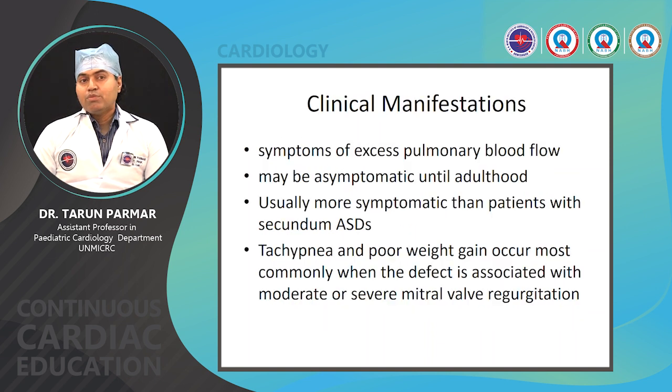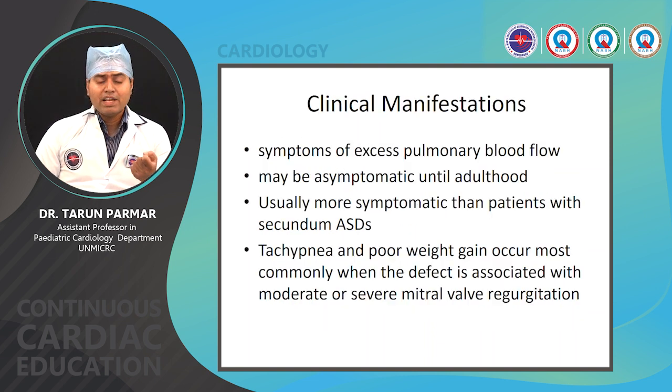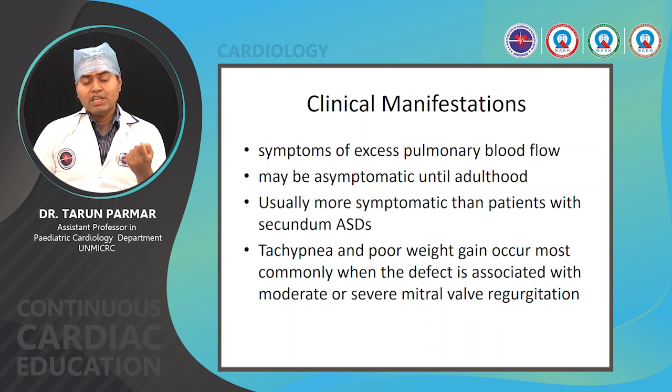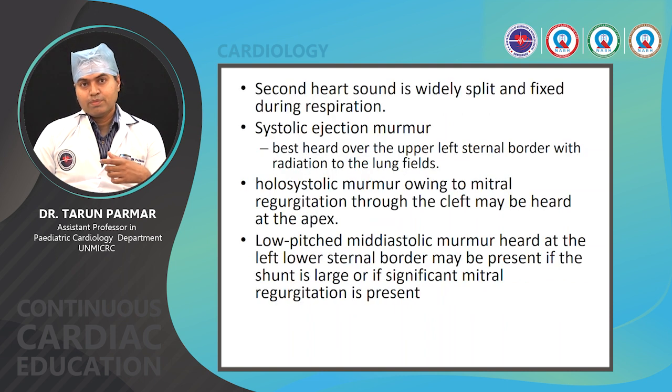So what are the clinical manifestations? These are more or less like a large ASD. There is increased pulmonary blood flow, which will lead to poor weight gain or recurrent infection, but the patient may or may not be asymptomatic. The patient may be asymptomatic until adulthood. Usually they are more symptomatic than patients with a secondum ASD because of the association of AV valve regurgitation.